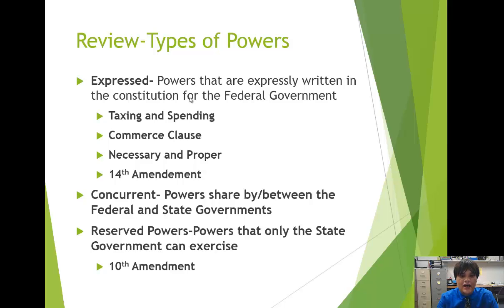Concurrent powers, I won't list them out here, but we talked about a few of them in terms of taxes, building highways, eminent domain, things like that. And then we have reserve powers, powers that only the state government can exercise. All the reserve powers come from the 10th Amendment because it says powers that are not written in the Constitution are reserved to the states, and that's where the term reserve powers comes from. So express powers, federal government only; concurrent powers, federal and state; and then reserve powers, state only. I hope that makes sense. And hopefully that's a good review of the different types of powers.